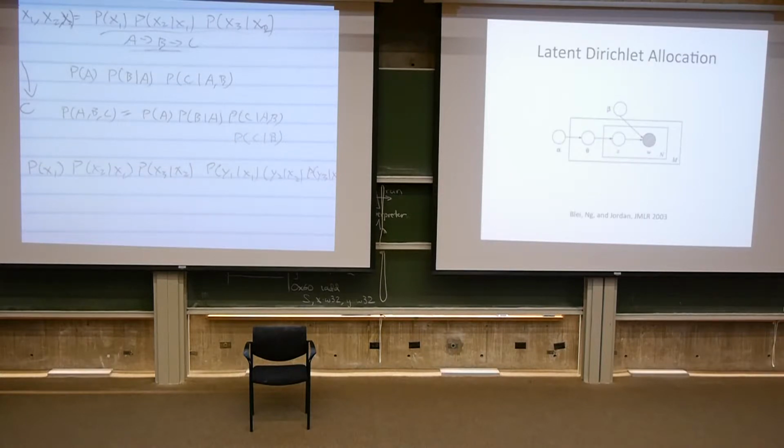Okay, so we're going to go into some specific examples of representations now. So the first one is a pretty famous NLP type thing called latent Dirichlet allocation, or LDA. It's the simplest and first instance of what's called a topic model.